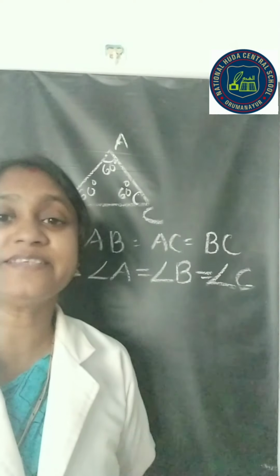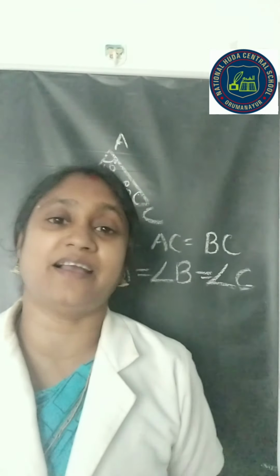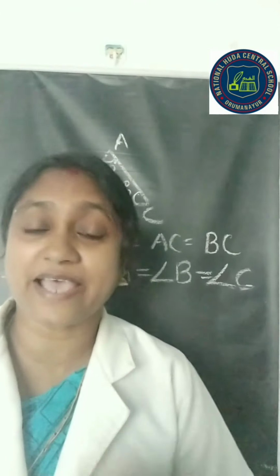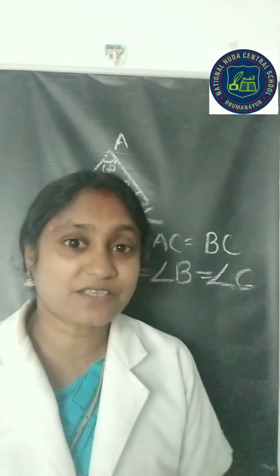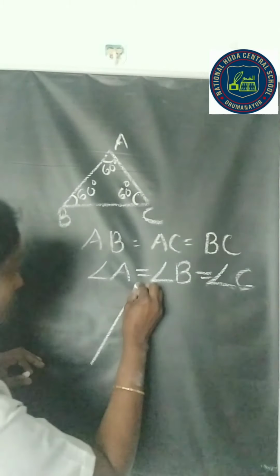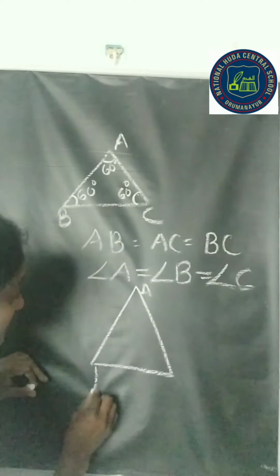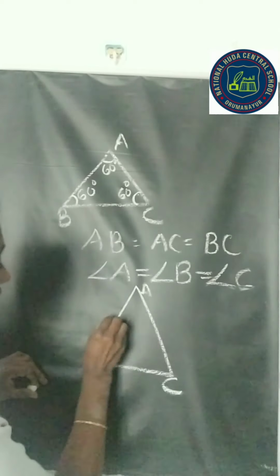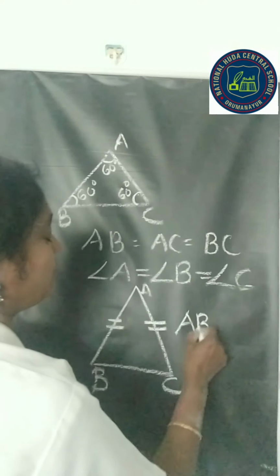And the next one is isosceles triangle. An isosceles triangle is a triangle which has two sides equal. If two sides of a triangle are equal, it is called an isosceles triangle. This is an isosceles triangle. These two sides are equal. AB is equal to AC.